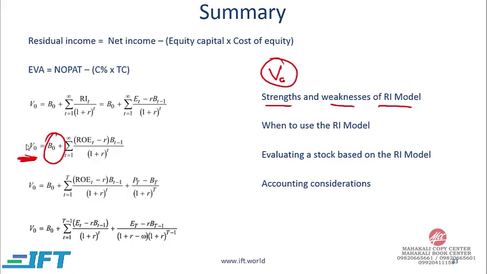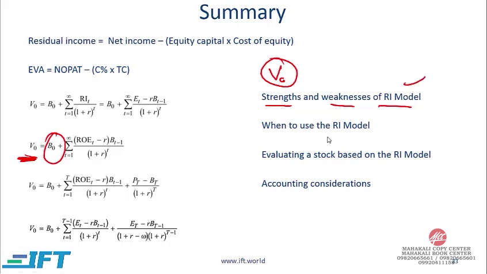So unlike the free cash flow model, where a large part of the value is coming from the present value of the terminal value. So that is a strength. Another strength is that you can use this model even when earnings are negative or the free cash flow is negative in the short run.